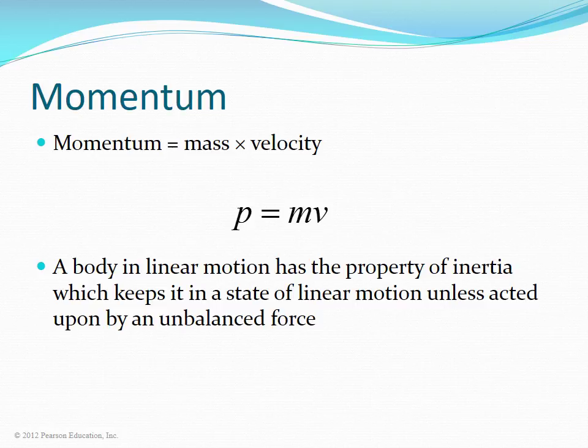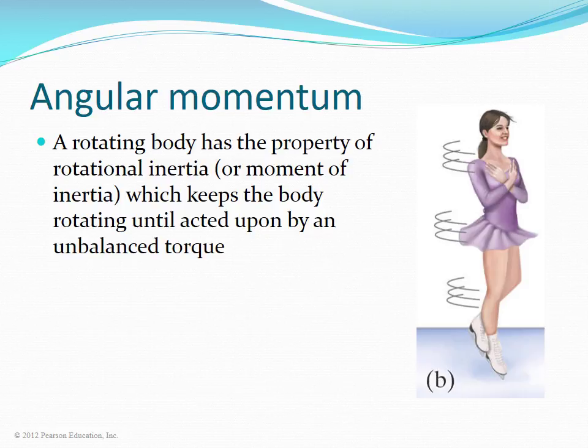In earlier chapters, we defined the momentum as the mass times the velocity of a particle. A body in linear motion has the property of inertia, which keeps it in a state of linear motion unless acted upon by an unbalanced force. A rotating body has the property of rotational inertia, or moment of inertia, which keeps the body rotating until acted upon by an unbalanced torque. The spinning skater must have angular momentum.